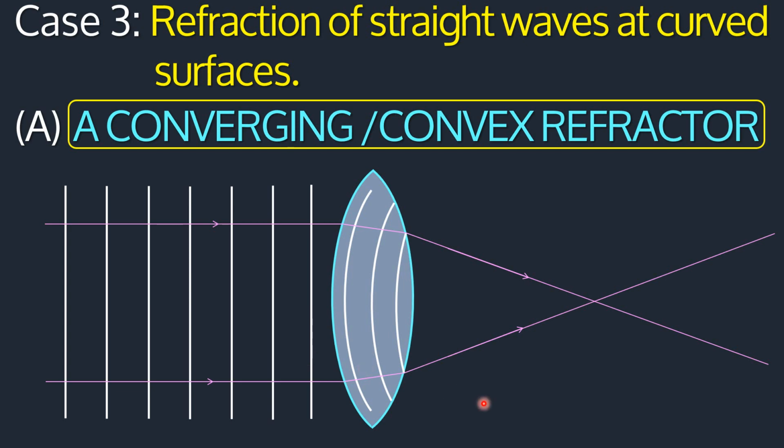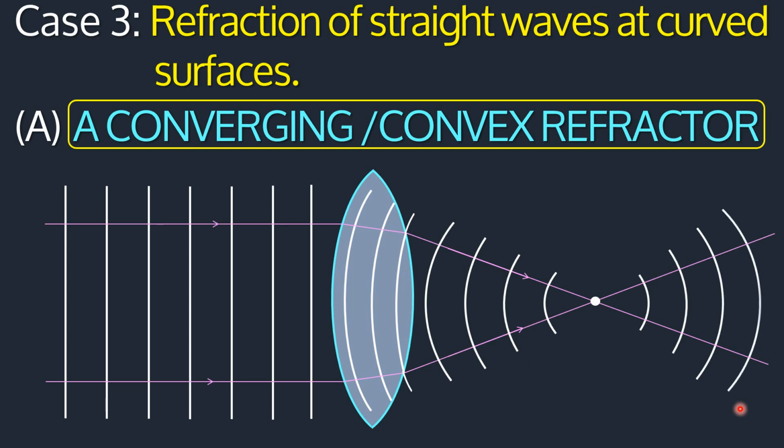Then, because these ones were converging downwards, that means they would be like that. Outside, we shall have circular wavefronts, but they will converge to a point. This point here is called the principal focus of this lens. And then they diverge outwards like that. That's what happens for a converging or the convex refractor.